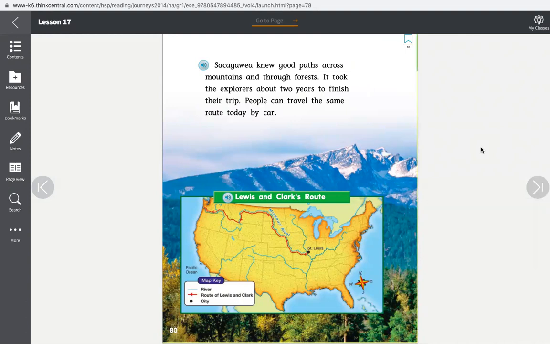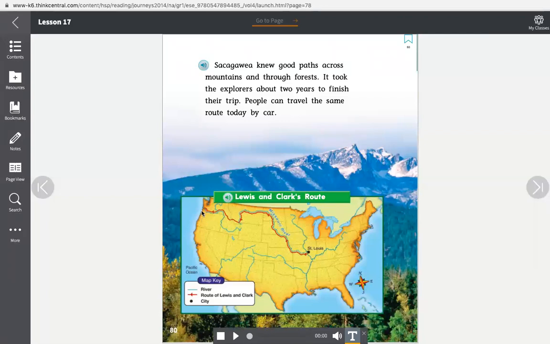Sacagawea knew good paths across mountains and through forests. It took the explorers about 2 years to finish their trip. People can travel the same route by car today. So, I want you to listen to this. Lewis and Clark's route.